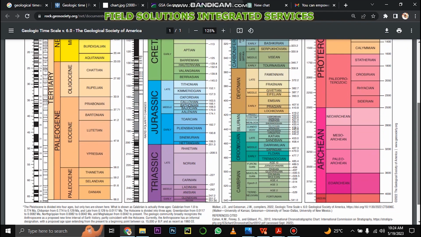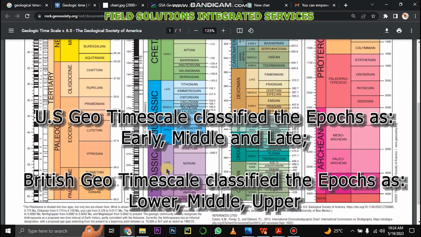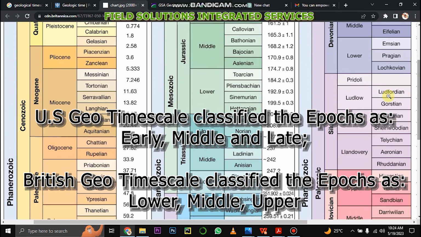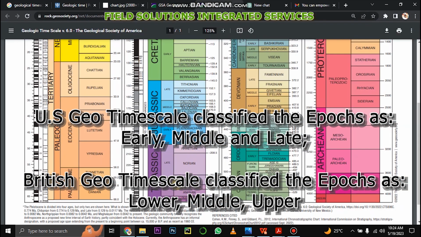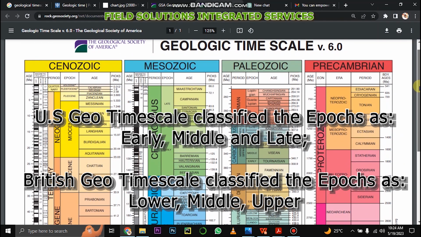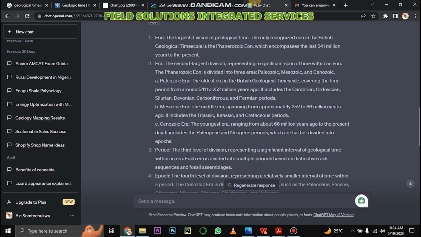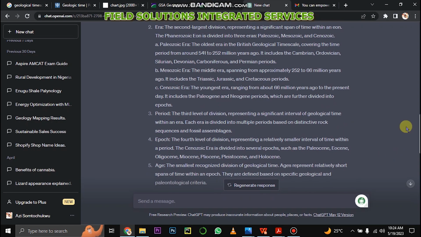The US Geological Timescale classified it as early, middle and late. Meanwhile, the British Geological Timescale classified it as lower, middle and upper, while this one classified it as early, middle and late. And this early, middle and late are what? Epochs. They are epochs. So looking at the meaning of epochs here, we will say that the epoch is the fourth level of division, representing a relatively smaller interval of time within a period.